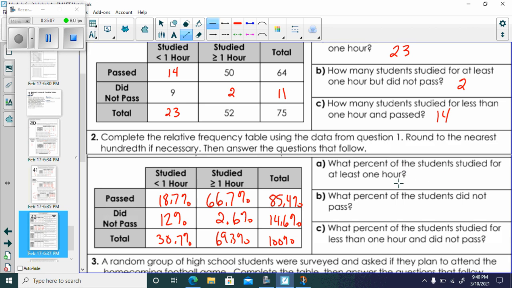What percent of the students studied for at least 1 hour? An hour or greater, that's 69.3%. What percent of the students did not pass? Did not pass, 14.6%. What percent of the students studied for at least 1 hour and did not pass? Studied at least 1 hour, did not pass, 2.6%. Okay.